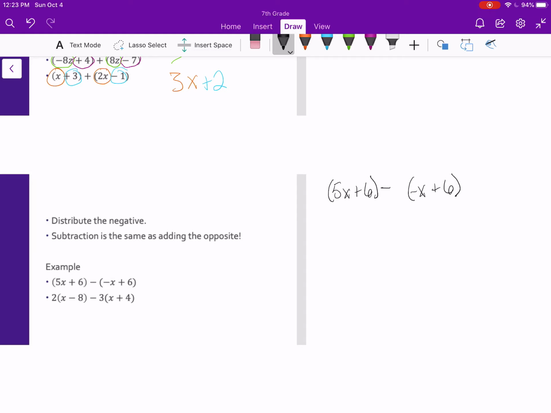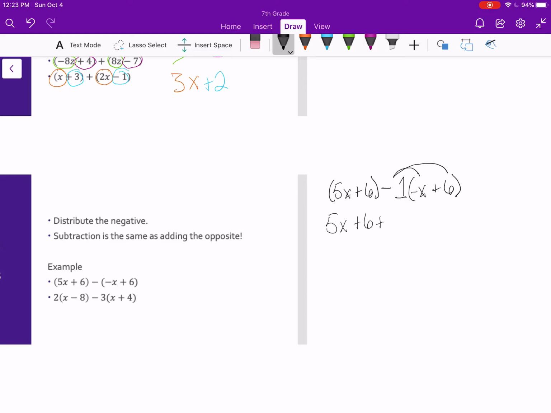When we have that minus a parentheses, it's like there's a 1 here, which means we can take that negative 1 and distribute it in. So the first one stays the same, 5x plus 6. Negative 1 times negative x is plus x. Negative 1 times positive 6 is negative 6. And now it just becomes like the addition one. So we have a 5x and a plus x to get 6x. And we have a plus 6 minus 6 to get 0. And we can forget about the 0.